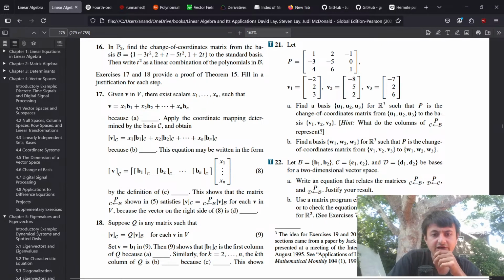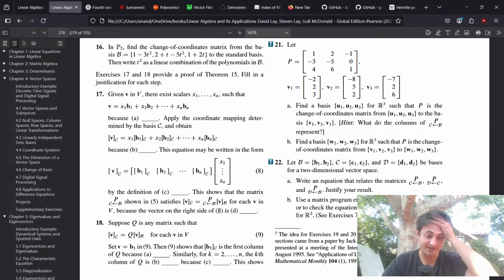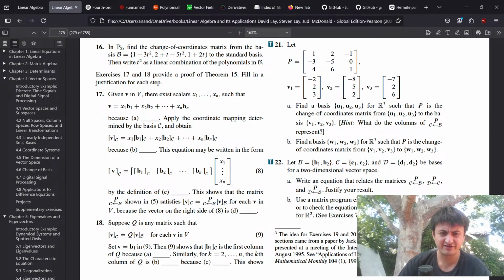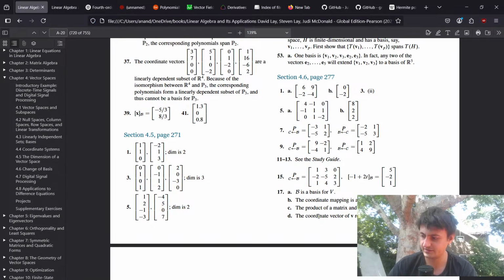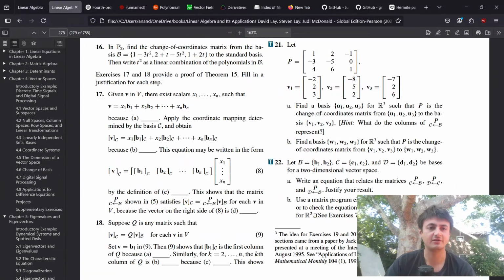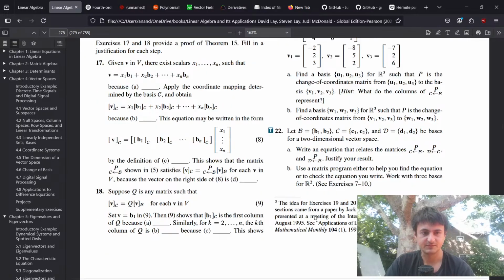Because the vector on the right-hand side, oh yeah, I totally got this. I wasn't even reading it, I was just guessing. That's so lame. Because the vector on the right-hand side of 8 is the B coordinate vector of v. Is that what it said? Yeah, B coordinate vector of v. Okay, yeah. All right, 18.